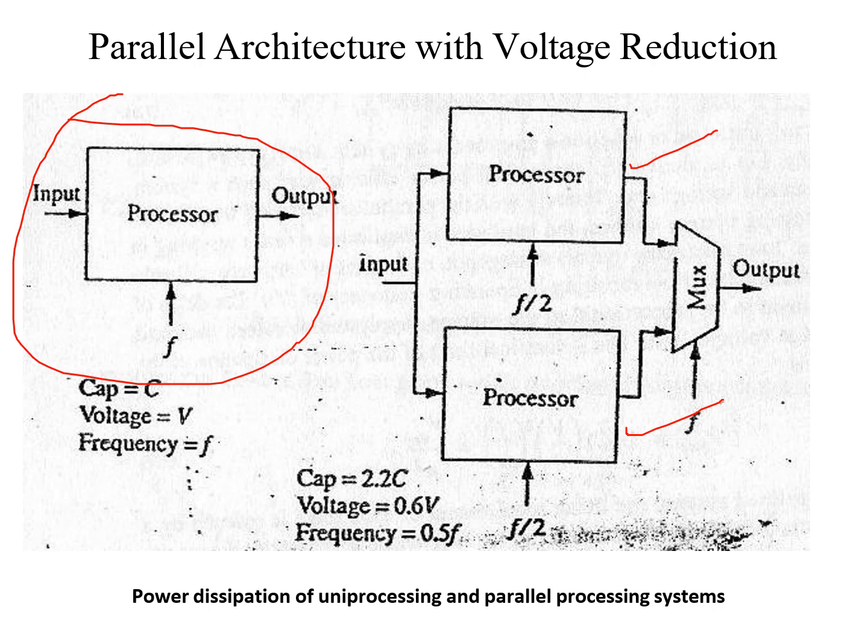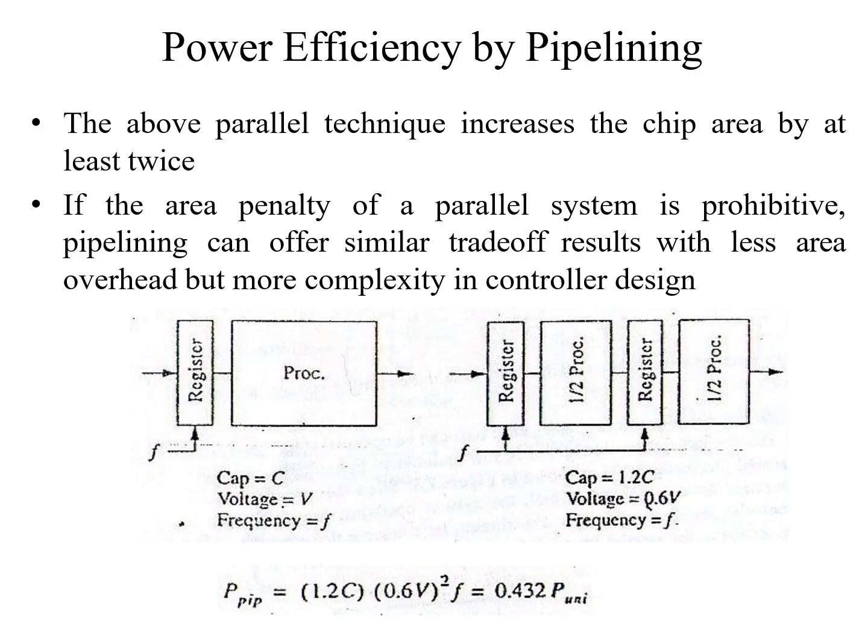So what will happen? This capacitance and this capacitance, if you connect them, come under parallel, so you will get the total capacitance as this much. It's reduced. Similarly, the voltage is reduced by 40%. The frequency is exactly 50%. So the total power P is reduced by 60%.